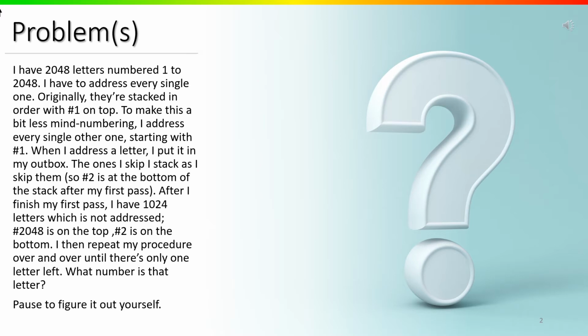When I address a letter, I put it in my outbox. The ones I skip, I stack as I skip them, so number 2 is at the bottom of the stack after my first pass. After I finish my first pass, I have 1024 letters which are not addressed. Number 2048 is on the top, number 2 is on the bottom.